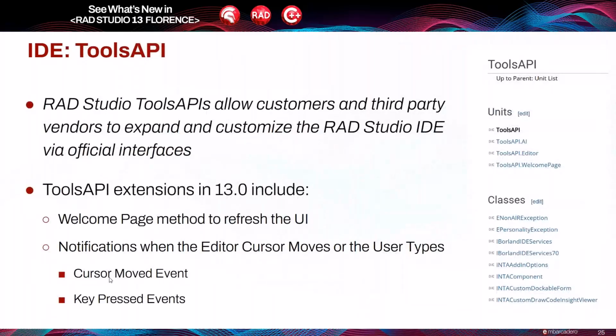Tools API, this is something that we really, really care about. It is the way for you or third-party developers to connect in an official way to the IDE and to perform not only queries or see the state of the IDE, but also to interact with the IDE. So it's pretty much for you to customize the IDE through official interfaces we offer. We keep extending this. We have in the doc wiki a bunch of documentation about how this works, but now we keep adding new features. In this case, we added notifications when the editor cursor moves. So now you have events like when a key has been pressed or the cursor has been moved, etc.